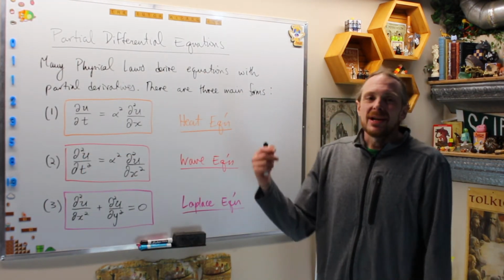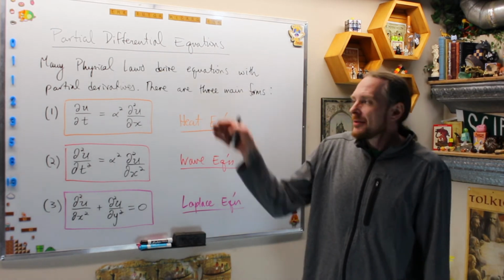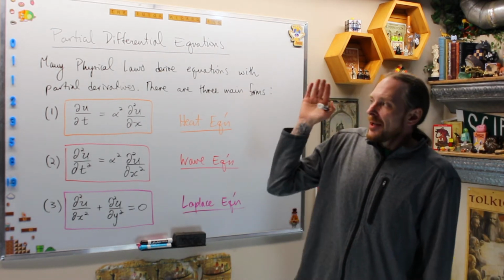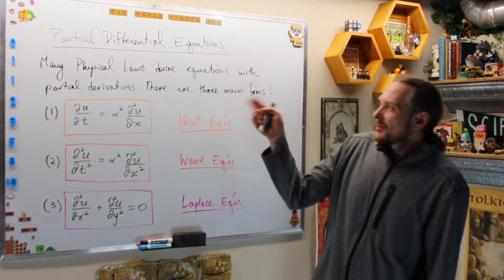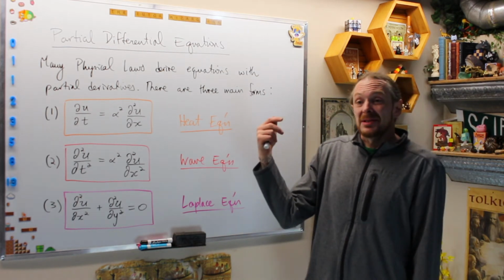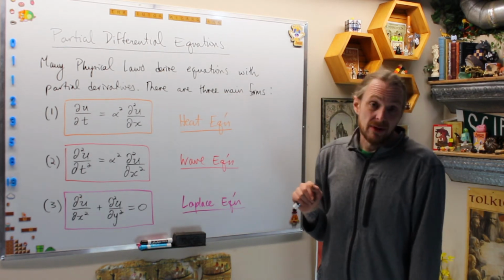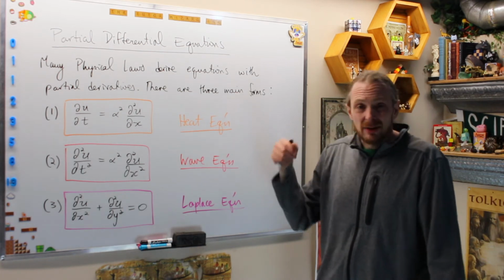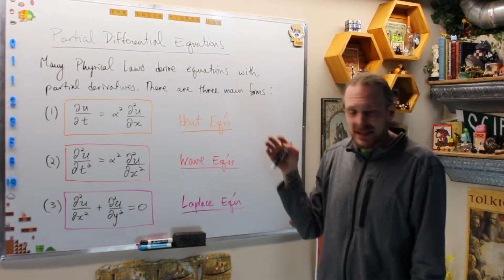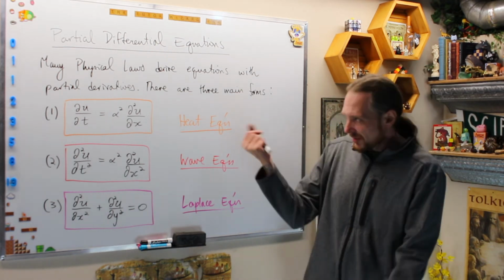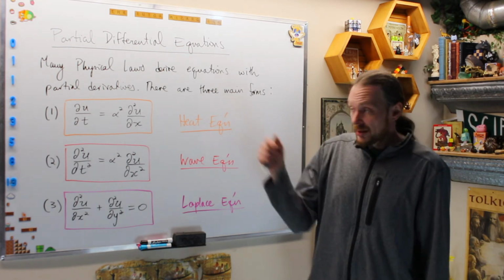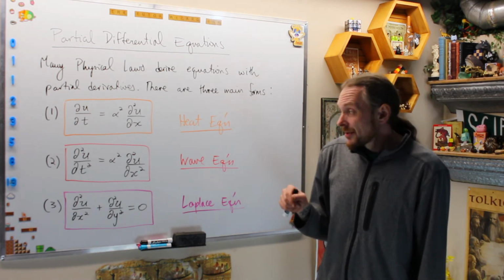Okay, just like we had in chapter 0 of this series, we have many physical laws that also derive equations that have functions and their partial derivatives involved in them. These are going to be called partial differential equations. We're just going to give a quick snippet at the end, once we have partial derivatives, of partial differential equations.